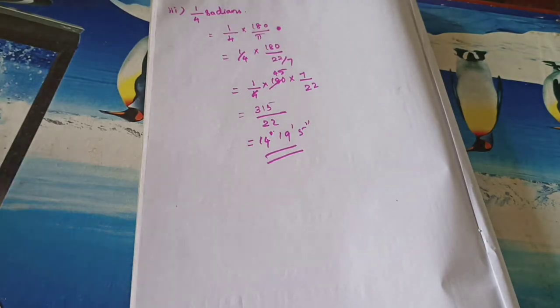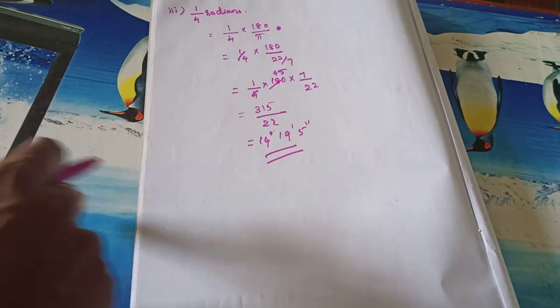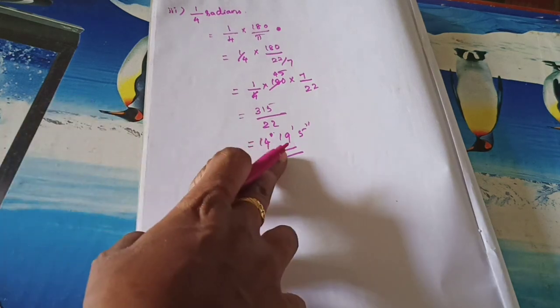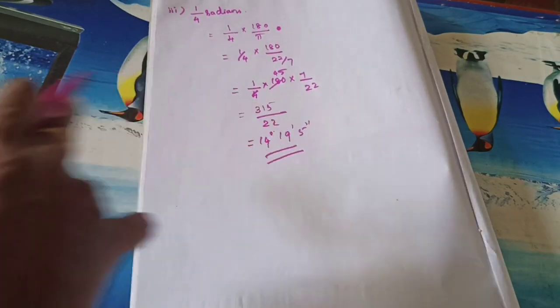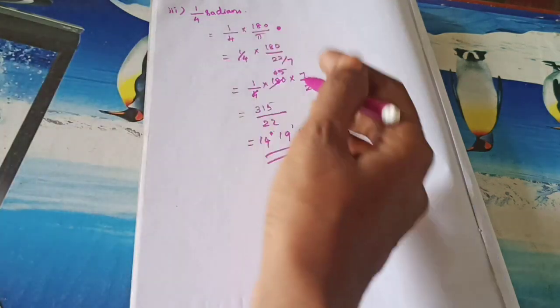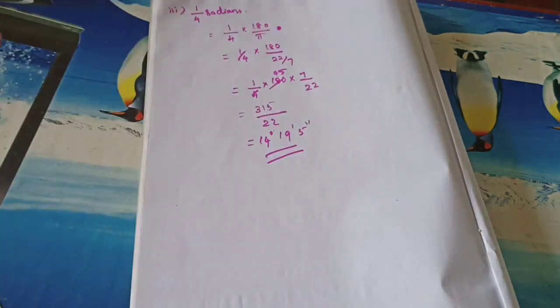Otherwise, one thing you can do: I taught you 1 degree means how many minutes? 60 minutes, is it right? So when you are dividing, see how many degrees you are getting. According to that you will write the minutes. The remaining we will write as seconds. As per that you can write, otherwise no problem, you can stop here itself. Both are correct.